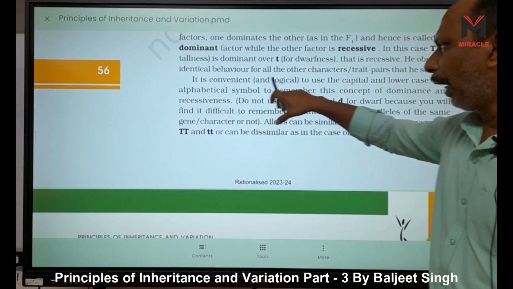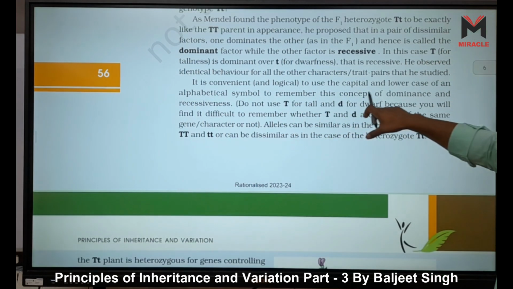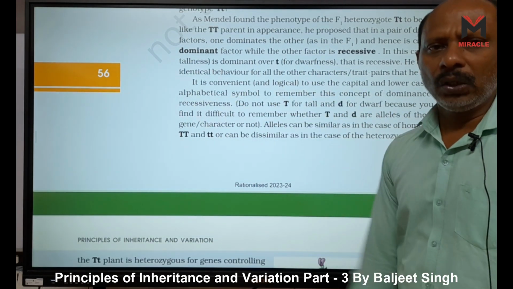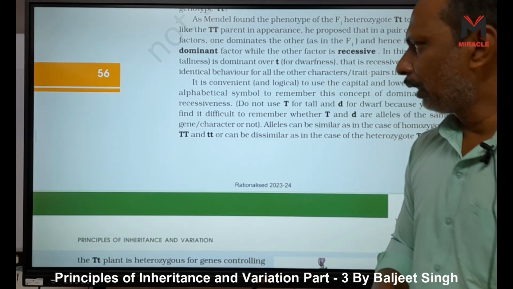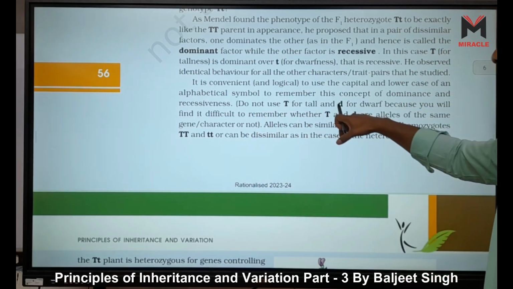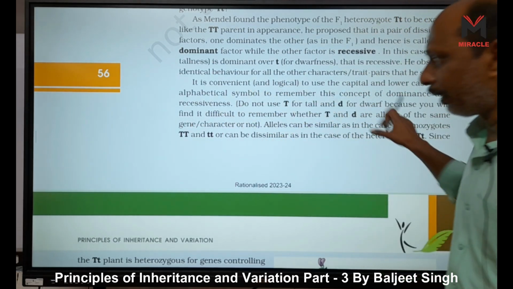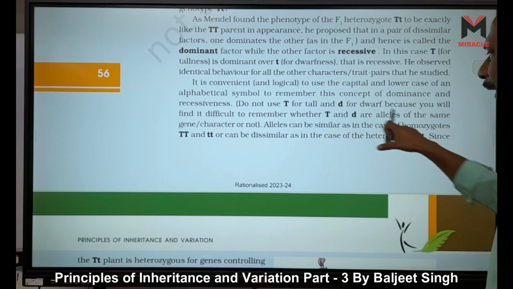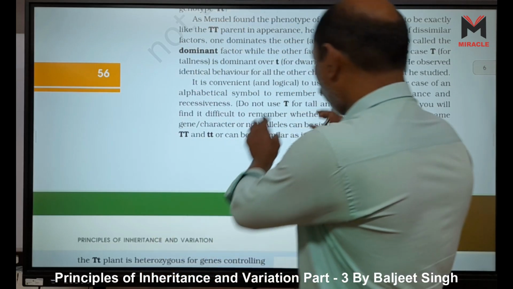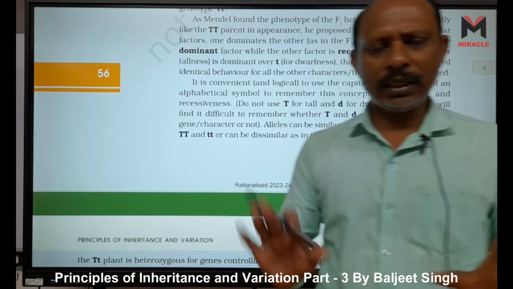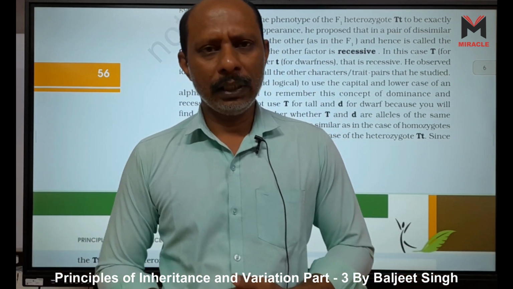It is convenient and logical to use the capital and lower case of an alphabetical symbol to remember this concept of dominance and recessiveness. Here it is given why we use capital or small letters, right? Do not use capital T for tall and D for dwarf. Why? Because we will find it difficult to remember whether T and D are alleles of the same gene, same character, right? If we select only one trait, then we can understand. But if many traits are there, then we get confused, right?